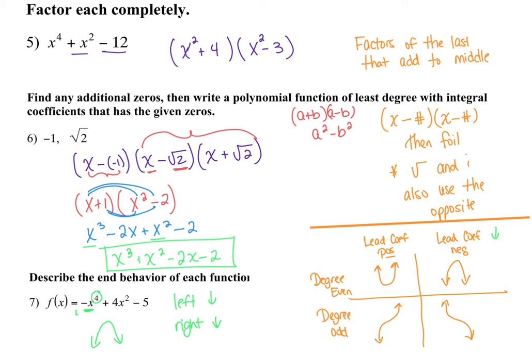I'm going to write an example of each one of these over here. So leading coefficient is positive and it is an even degree. That's something like 4x squared versus negative 4x squared. All right. This would be like 4x cubed versus negative 4x cubed.